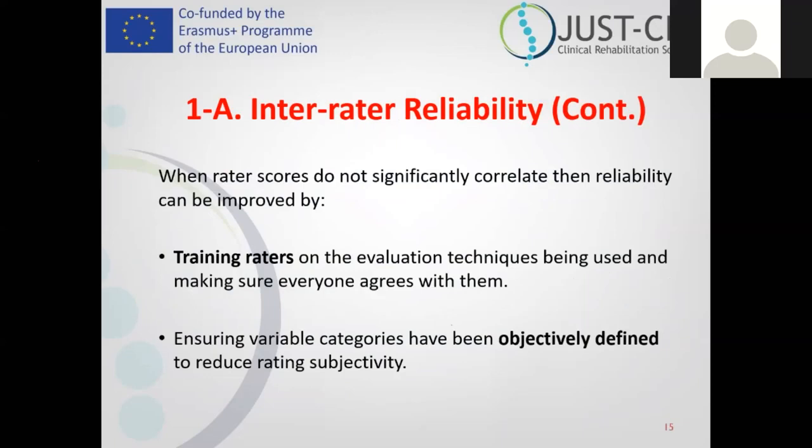The inter-rater reliability can sometimes be the correlation coefficient, or reliability coefficient, excuse me. If the reliability coefficient for inter-rater reliability yields insignificant correlations between both assessors' results, then it can be improved by training the raters about the administration of the instrument being developed, or by ensuring that the categories or the questions are clearly or objectively defined to reduce raters' subjectivity.